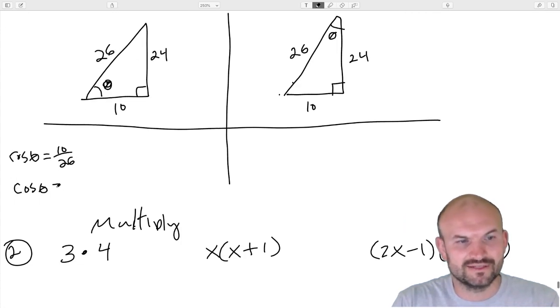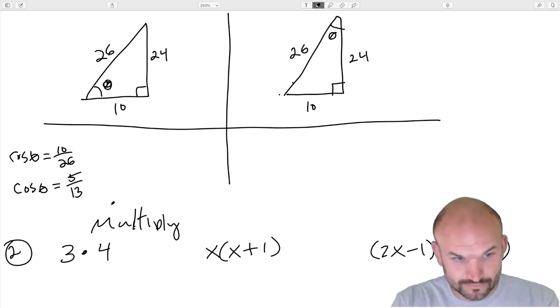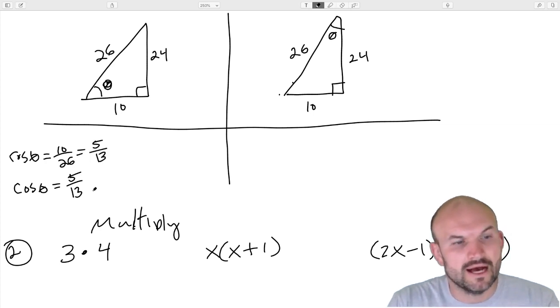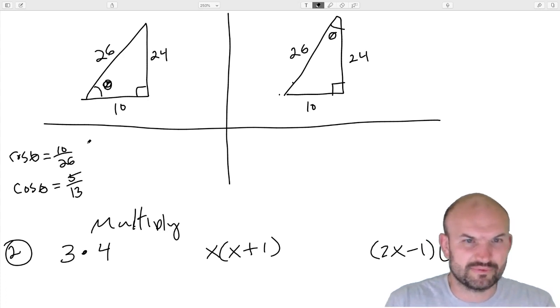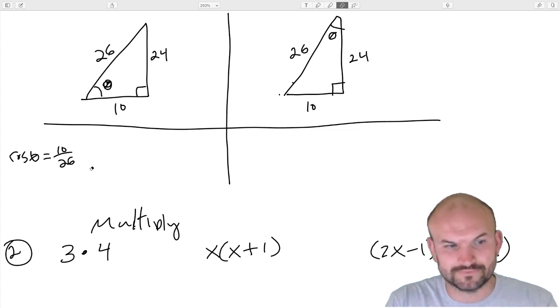Well, actually, I can. Cosine of theta, you can reduce, divide by 2. That's going to be 5 over 13. But let's just leave it like that. I don't want to confuse people; they'll look back at my notes and wonder what happened. So yes, you can reduce that, but we're just going to leave it from there.